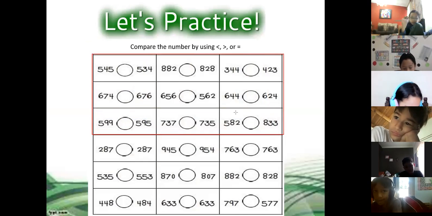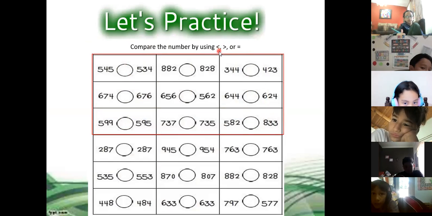What are you going to do? You are going to compare the numbers. You are going to write the sign if it is less, greater, or equal to this number. For example, number 1. How do you read this number? How do you read this number? Greater.